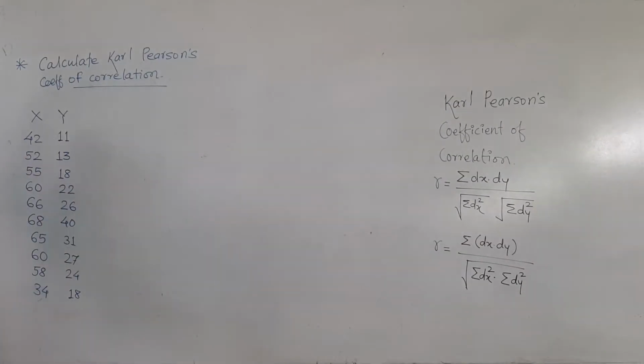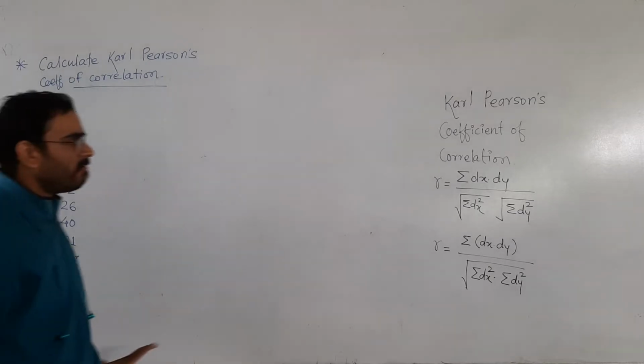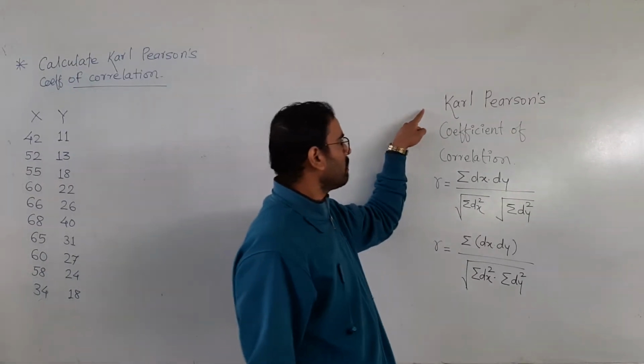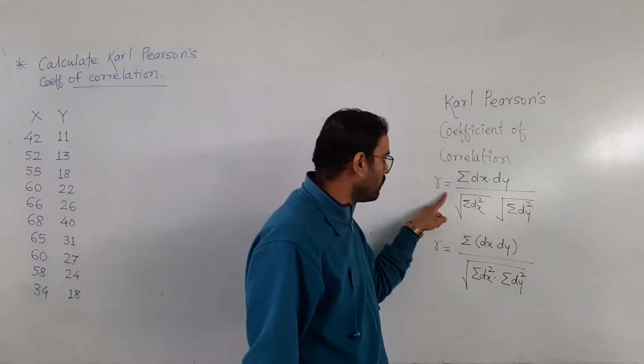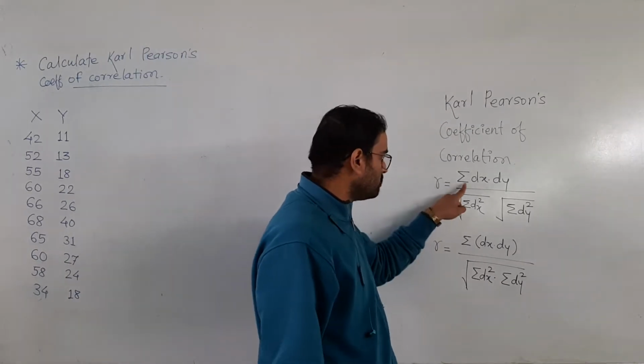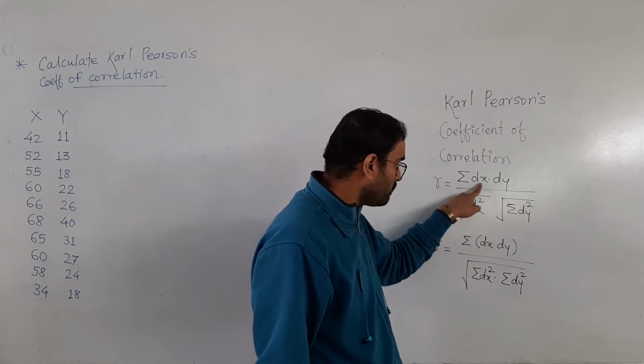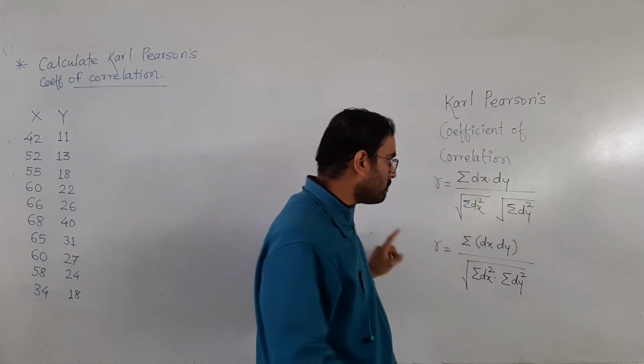Now we have the question: calculate Karl Pearson's coefficient of correlation. There are two variables given, x and y, and we need to calculate Karl Pearson's coefficient of correlation. We have a formula for this. Karl Pearson's coefficient of correlation is denoted by r, and it is equal to summation dx into dy.